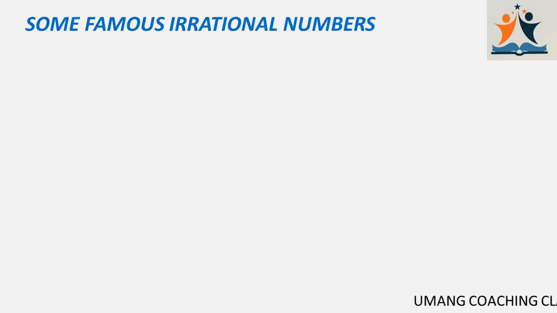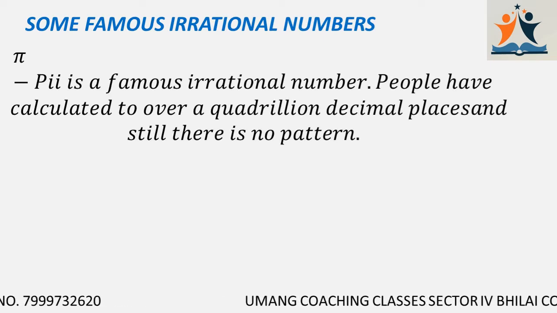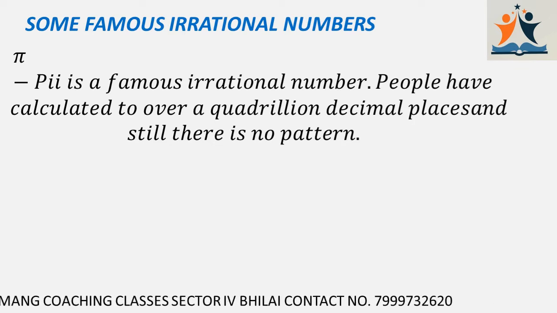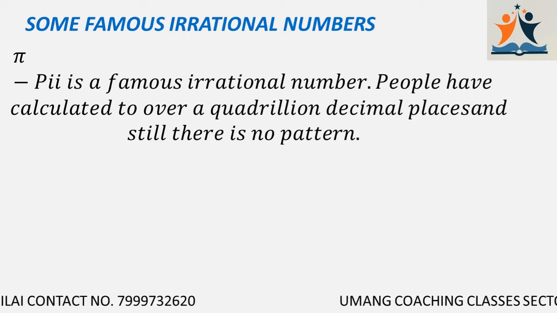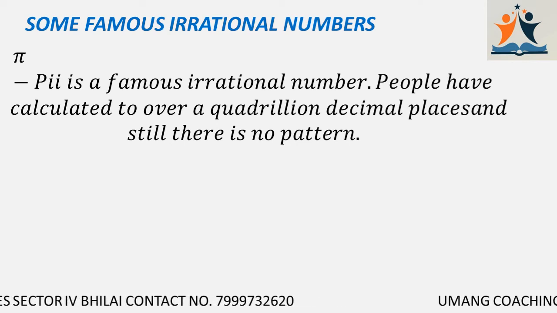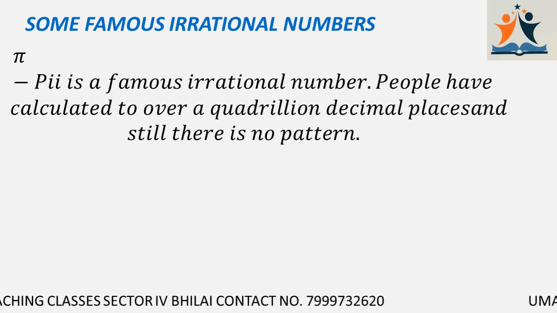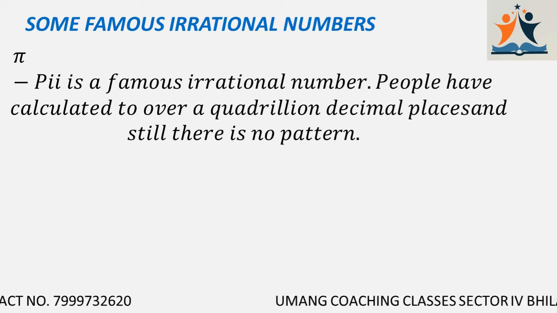Famous irrational numbers. Now the famous irrational number is pi. Every one of us knows this famous irrational number, which is pi. People have calculated its value to over trillions of decimal places and still no pattern has been found. Have you seen the value of pi?